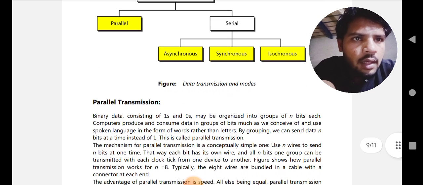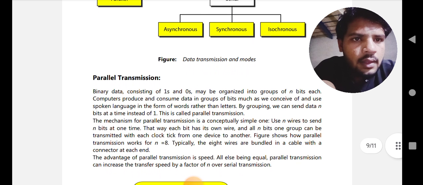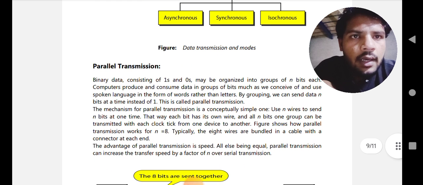Okay, so we will read about parallel transmission. What is parallel transmission?